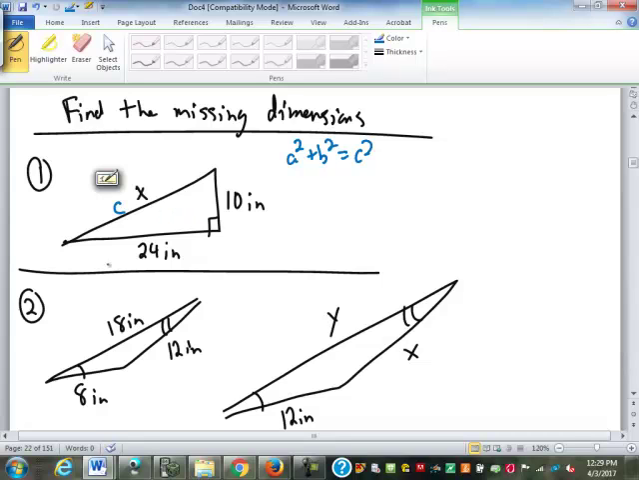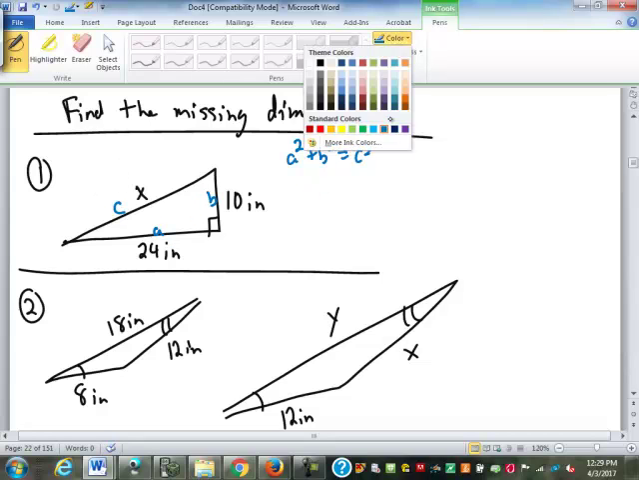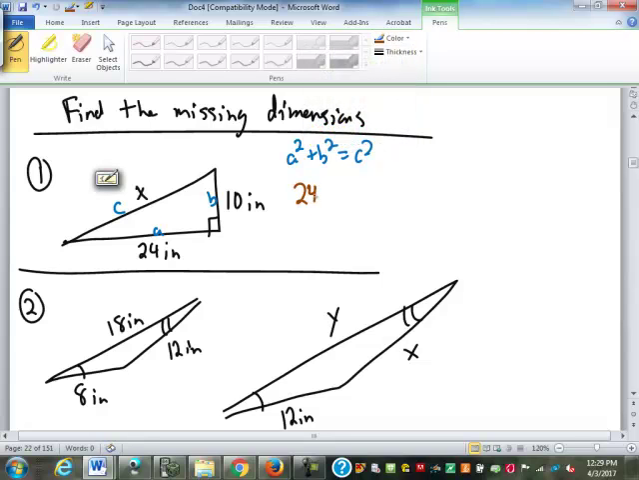Across from the 90 degrees. So in this case, that'd be X. A and B can be either one of the other two sides. They just have to be the two legs. So we'll label them however we want to. So that means this is going to be 24 squared plus 10 squared equals X squared.